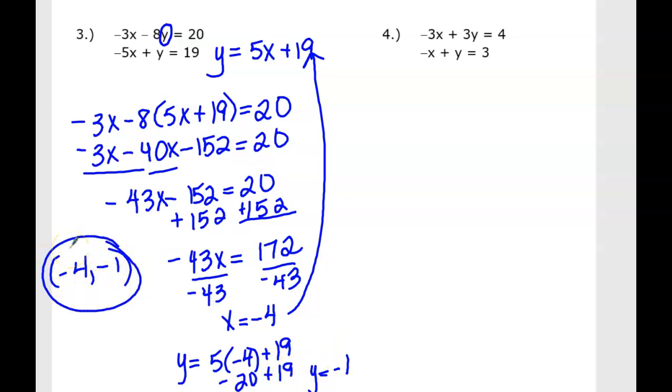Okay. All right, so I quickly do my check step, and 3 times -4 is 12. 12 plus 8 is 20, so that works. And then -5 times -4 is 20. 20 minus 1 is 19, so that works.